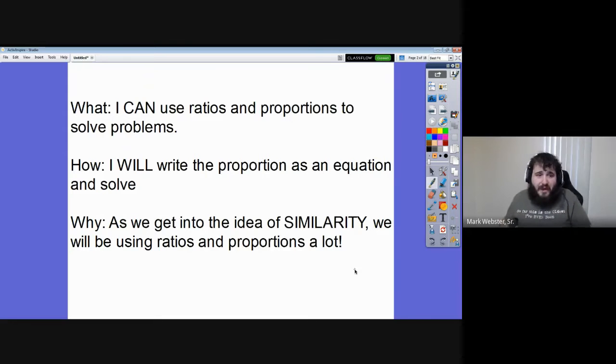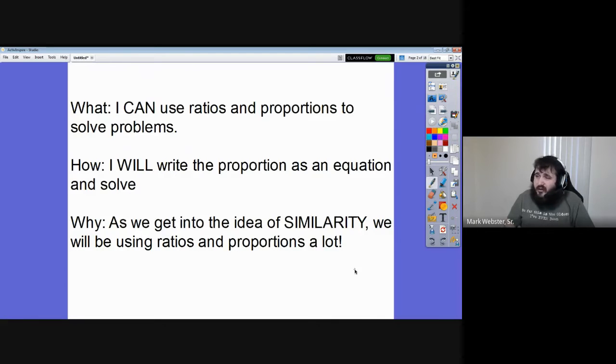What we are doing today is we are going to be using ratios and proportions to solve problems. So how are we going to do this? We're going to write out the proportion as an equation and solve. As we get into the idea of similarity, that's what this whole chapter is about. This is sort of the introduction. We're going to be using ratios and proportions a lot. And so it's really important to get this information down now.